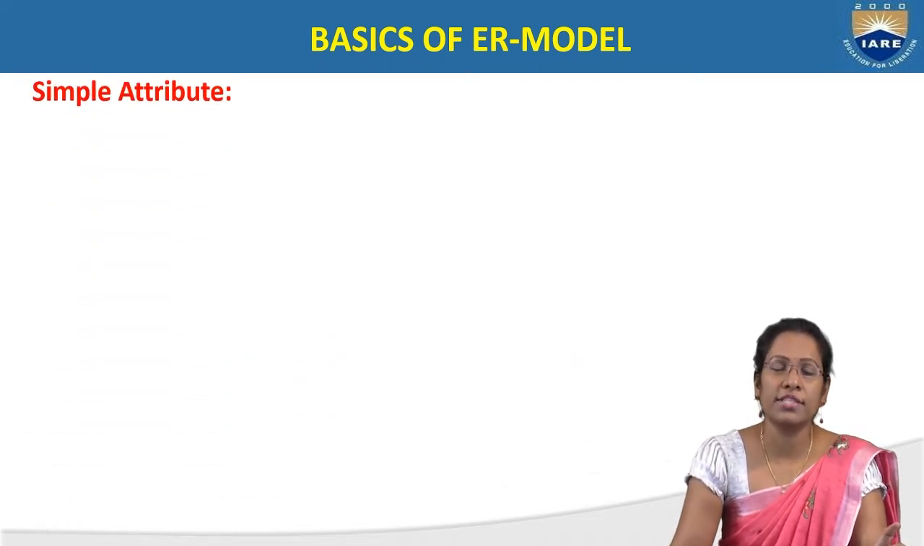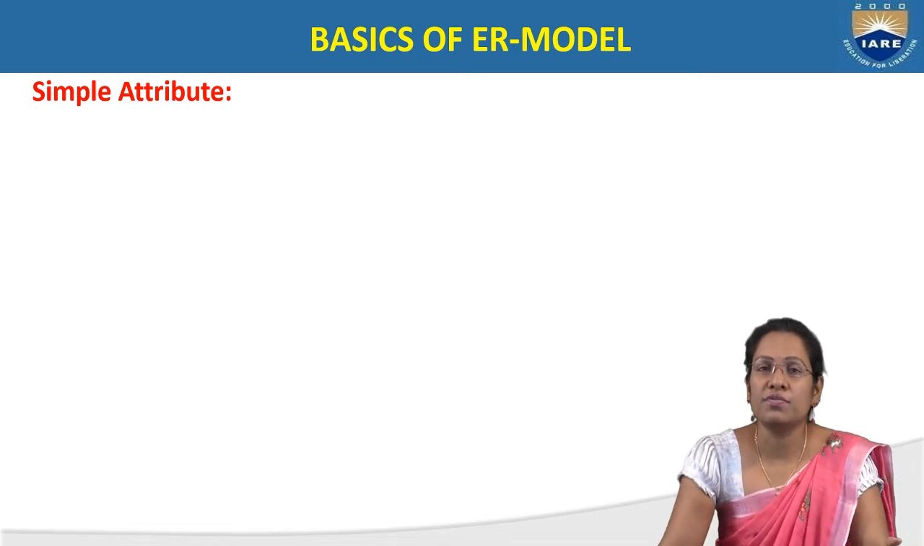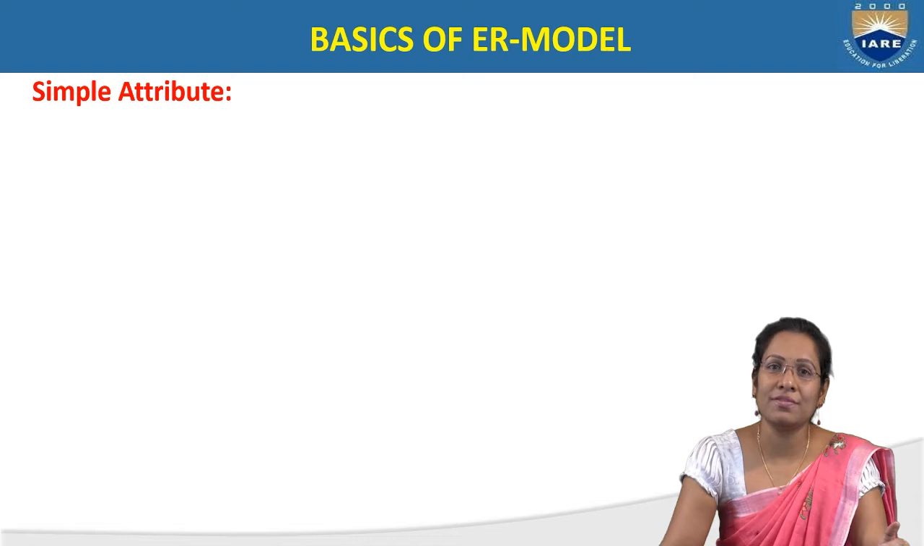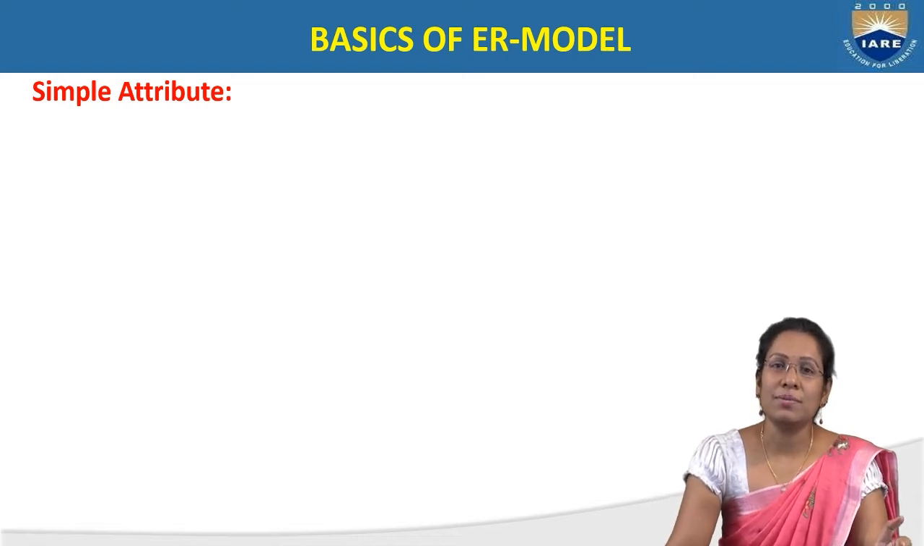Now let us see the first one, simple attribute. This focuses only on the attributes or properties we give to the entity. An attribute is called simple because it contains only an atomic value, which cannot be divided further. There will be only a single attribute for the given entity. It is called the simple attribute, which cannot be further divided.